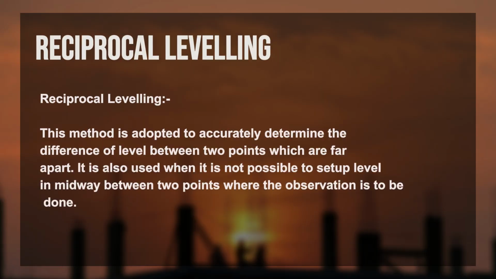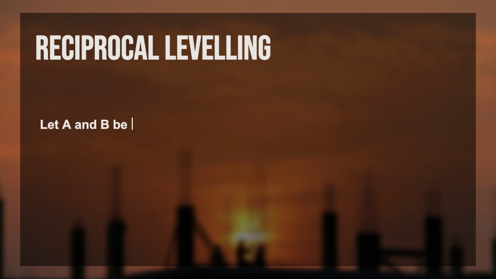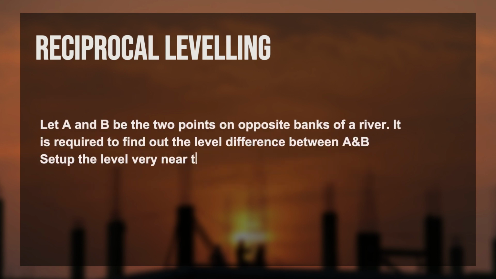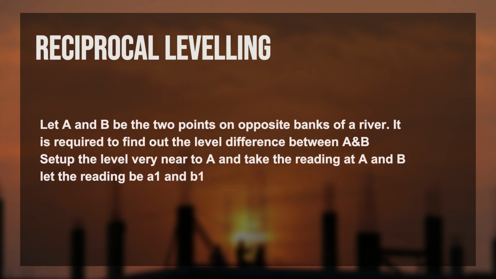Reciprocal leveling basically consists adopt accurately determine the difference of leveling between 2 points which are at a very far distance. It is also used when it is not possible to set up the level in midway between the 2 points where the observation is to be done. So, let A and B be the 2 points on opposite banks of a river. It is required to find out the level difference between the points A and B.